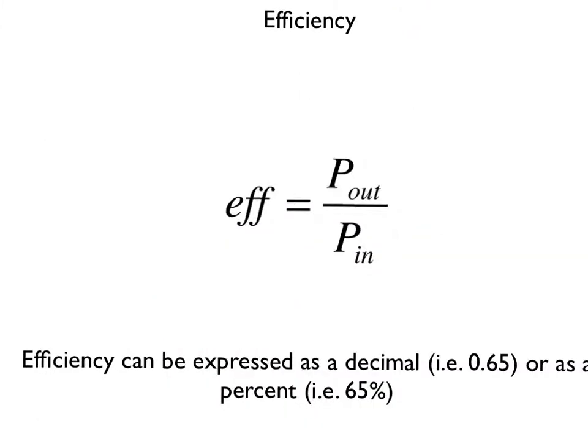The efficiency of a device is equal to the power that comes out of the device divided by the power that goes in, and the efficiency can be expressed as a fraction, but it's often converted to a percent. So if the amount of power coming out of the device is the same as the amount of power going in, then the efficiency will be 1 or 100%. In most devices, heat engines for example, more power goes in than comes out, so the efficiency is always less than 100%.